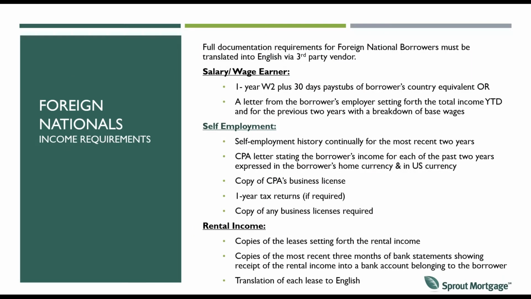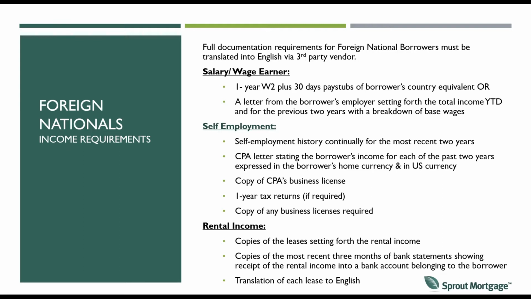When it comes to foreign nationals on their income requirements, for full documentation, we'll need these to be translated into English via a third-party vendor. For the salary wage earner, they'll need at least a 1-year W-2 plus 30-day pay stub of the borrower's country's equivalent, or a letter from the borrower's employer setting forth the total year to date and for the previous 2 years with a breakdown of base wages.